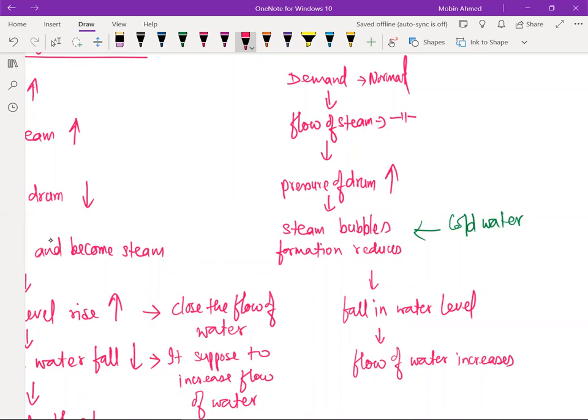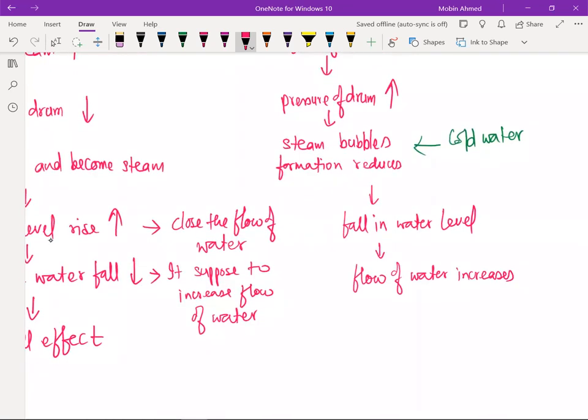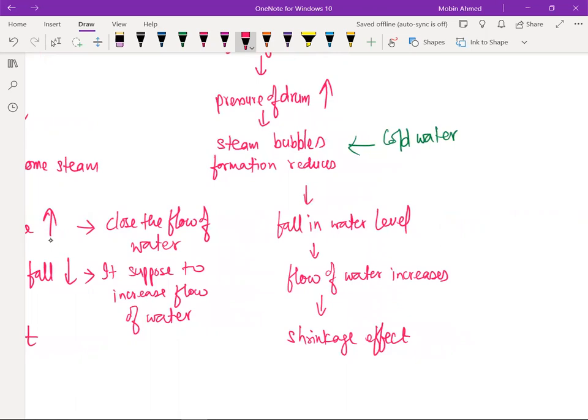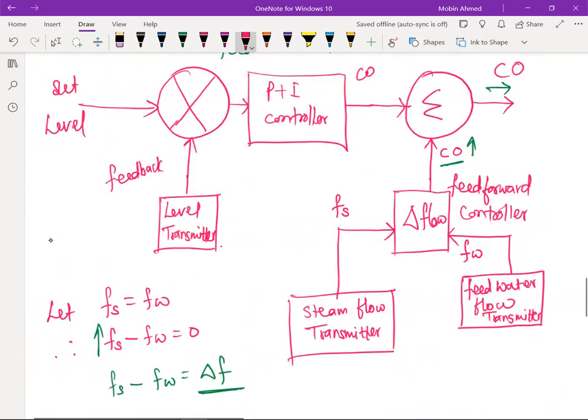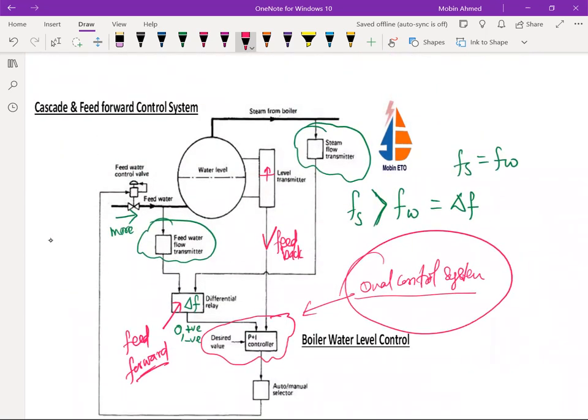Flow of water increases, and this is known as a shrinkage effect. Now in this case, what is supposed to happen? If the water level falls, that's what it is showing here. Basically, there is no actual fall of the water.